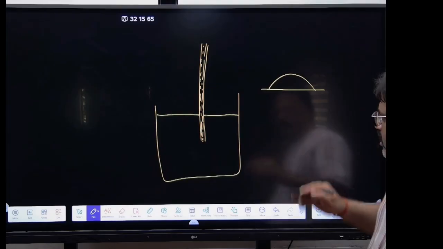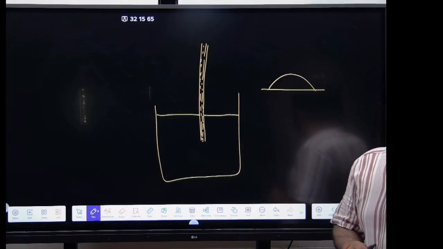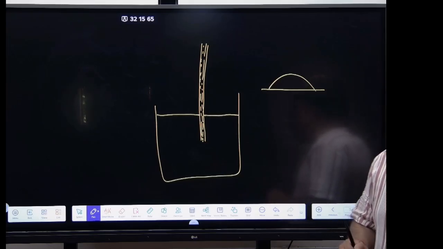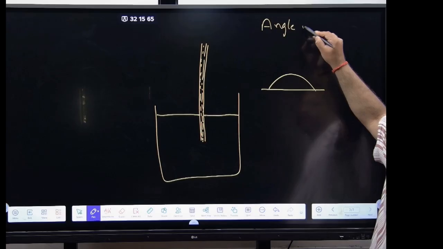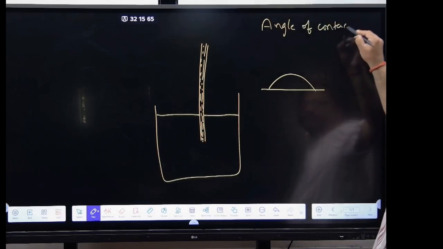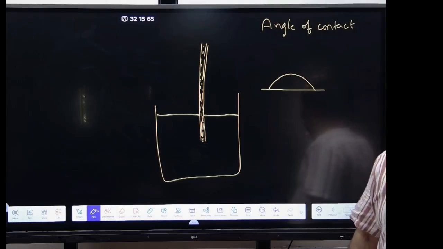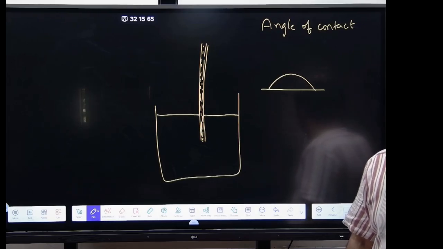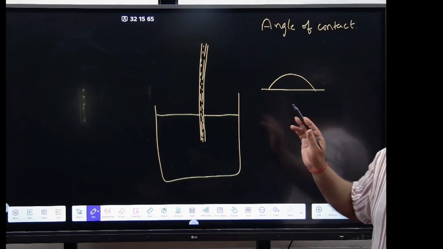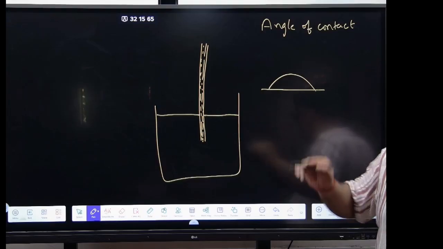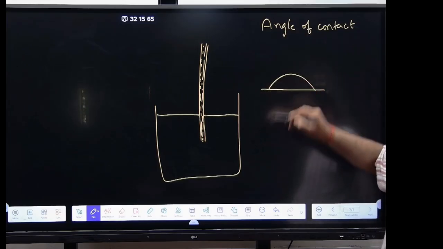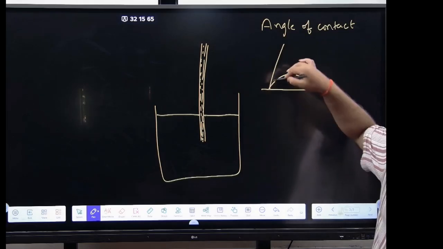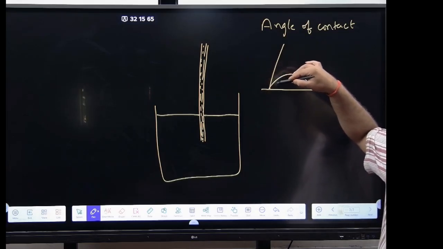Are you getting that? So this will be possible only for those liquids which have an angle of contact that is acute. That means the angle should lie between 0 degree and 90 degree. Now what is the meaning of angle of contact? Angle of contact is nothing but the angle made by the tangent drawn at the point of contact of liquid and solid.